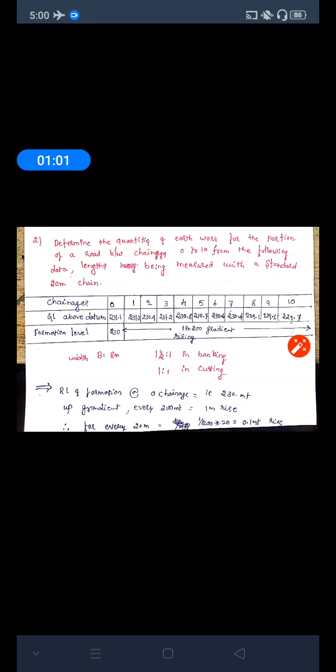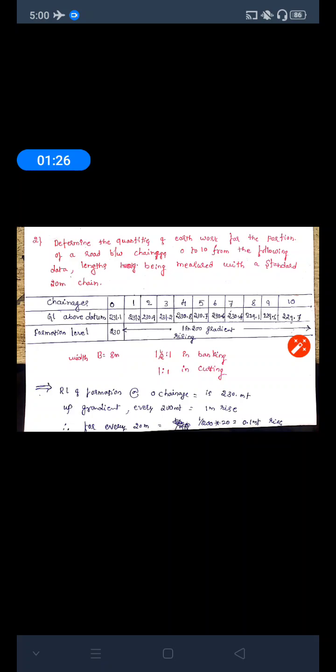And look here, for banking he has mentioned the slope is 1.5 to 1, and for cutting it is 1 to 1. First we should find out the formation level at different chainages here. The formation level at 0 chainage he has given, that is 230.